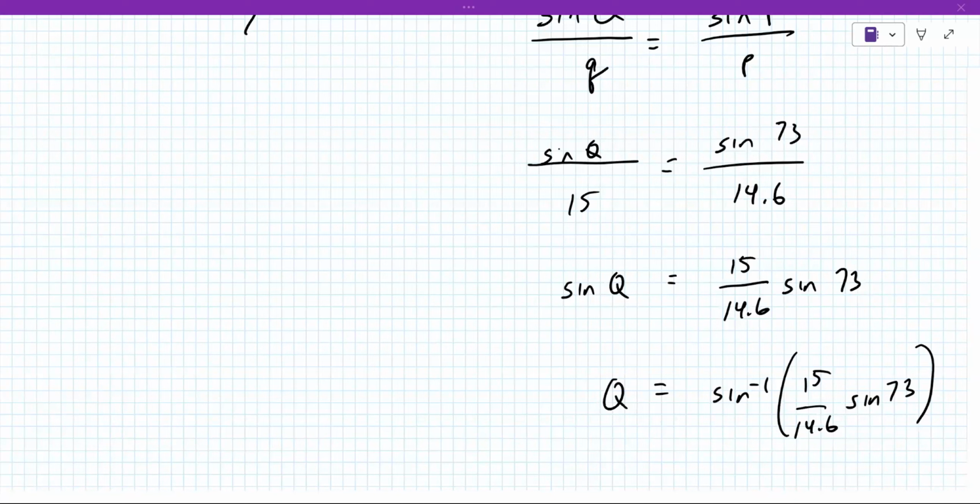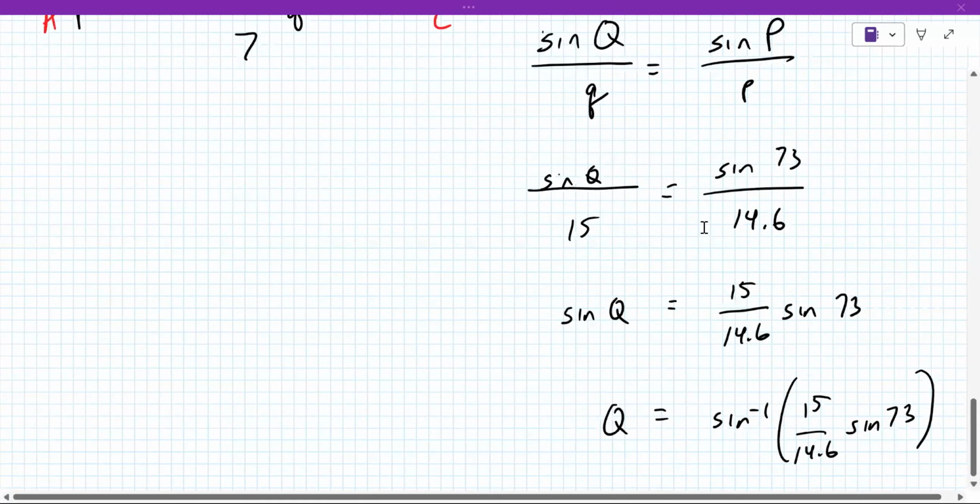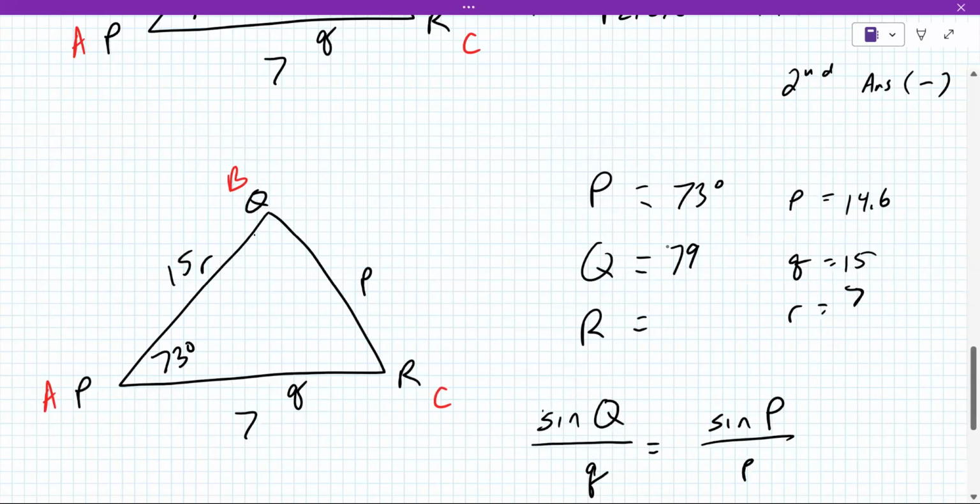I don't know if I put it in right. I think I got 79.3. Yes, that's correct. Okay. 79.3, and go ahead and find the other angle there.